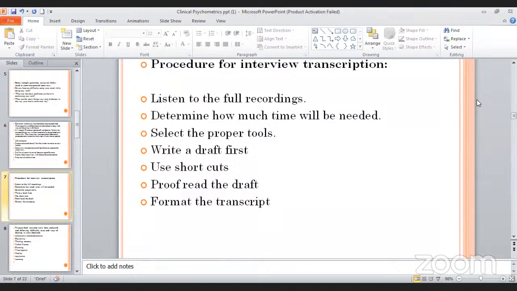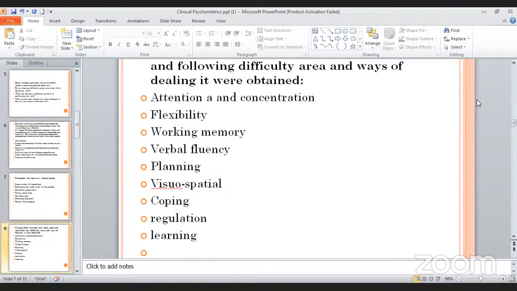Okay. Now the procedure for interview transcription. What are the procedures? Listen to the full recordings, determine how much time will be needed, select the proper tools, write a draft first, use shortcuts, proofread the draft, and format the transcript. Okay, these are the procedures for interview transcription.